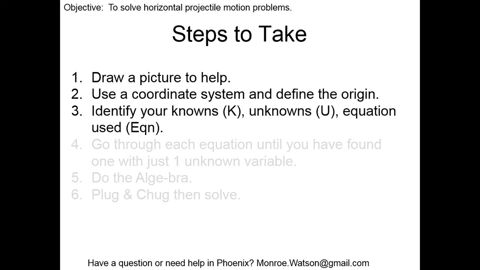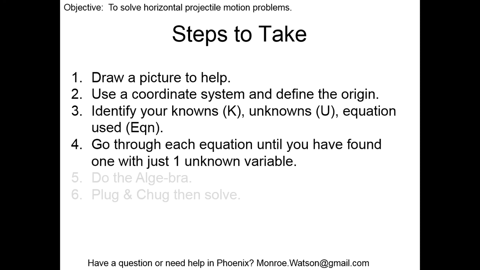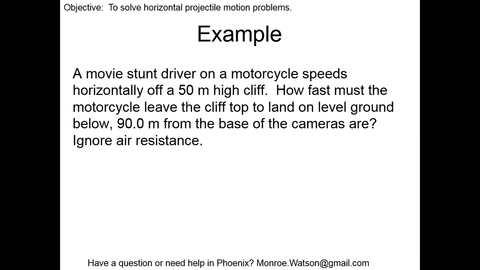You want to identify your knowns, basically what kind of information we can get out of the equation or the word problem, whether it be shown or hidden. Then identify what the question is asking. We're going to call those our unknowns, and then we're going to identify some equations that we can use. Then we can methodically go through each one of them until you've found the one with just one unknown variable. Then you do the algebra, and once you do the algebra, you plug and chug and solve for the problem. So let's get an example here.